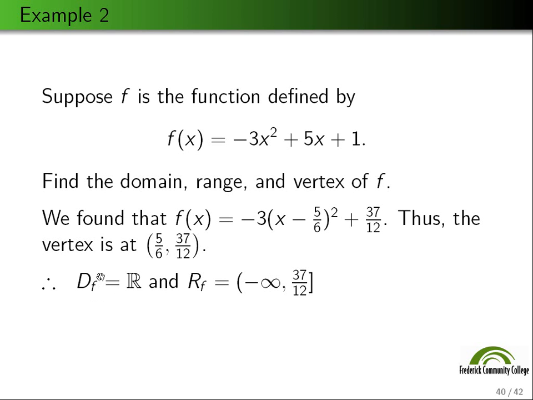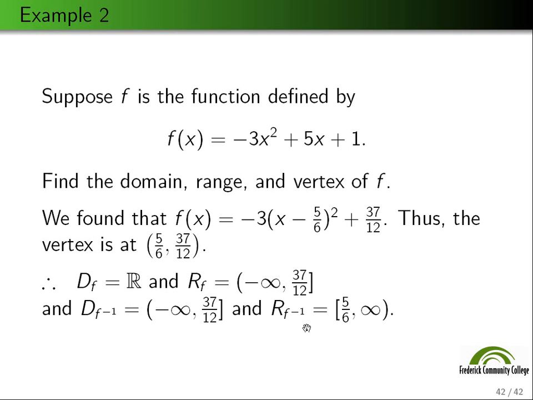We know the domain of any quadratic is always all real numbers. The range is going to depend on the vertex and if it opens up or down. So the vertex is here and it opens down, so we know 37/12 is the highest value that this function obtains. So the range is negative infinity to 37/12. The domain of f inverse is the range of f, negative infinity to 37/12. And the range of f inverse is the restricted domain. We take the right half of this parabola, so from 5/6 and to the right, so 5/6 to infinity.